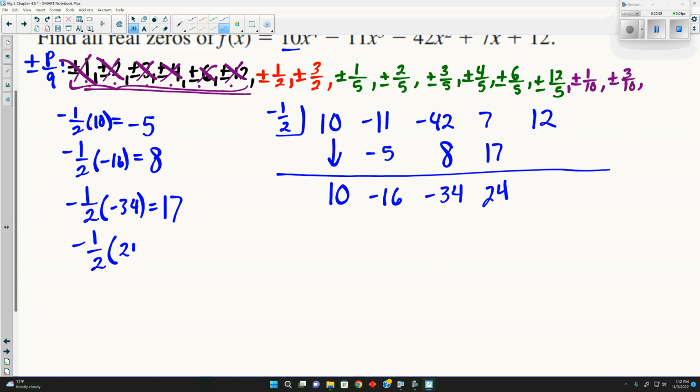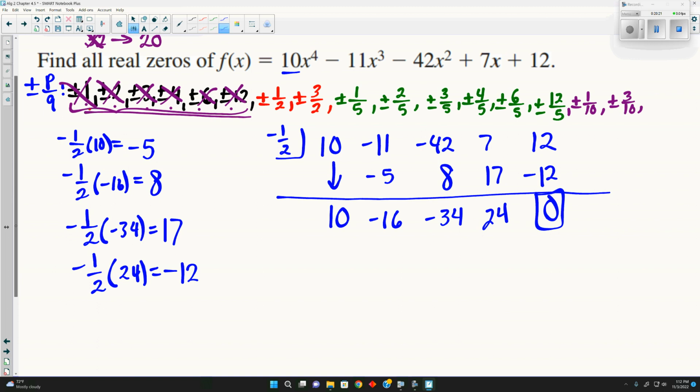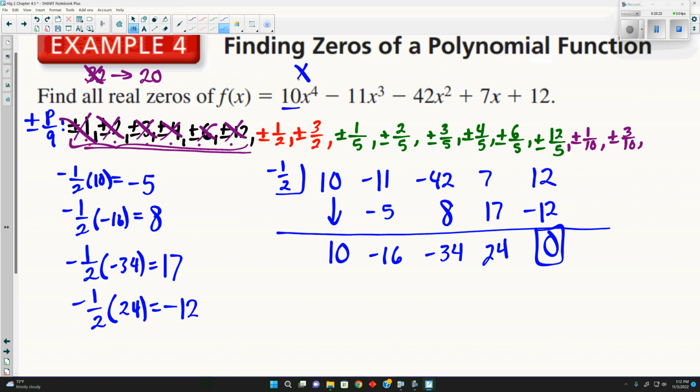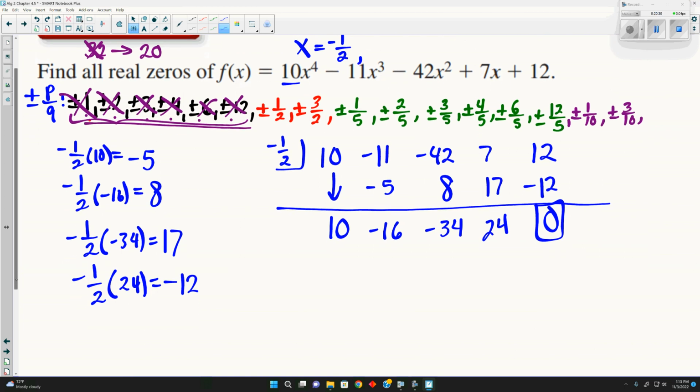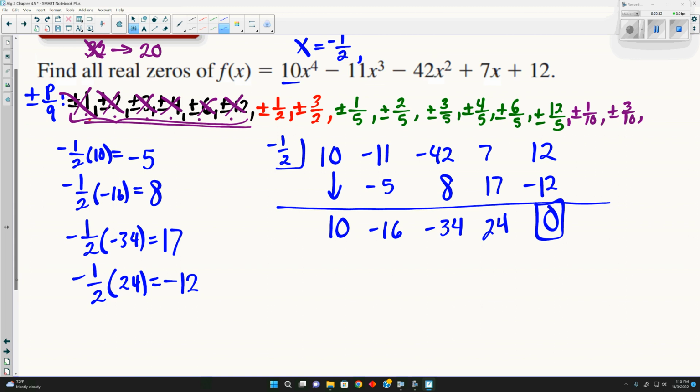Negative 1/2 of 24. Well, it's going to be negative 12. 12 plus negative 12 is? So is negative 1/2 a solution? Now, if we were doing this purely mathematically and we just picked negative 1/2 and tried it, okay, it worked. It doesn't mean that it couldn't work again.